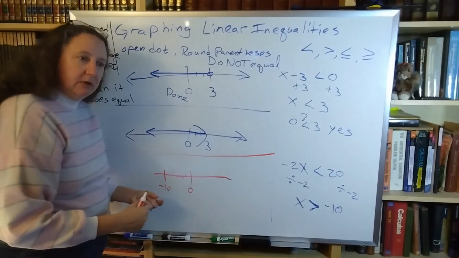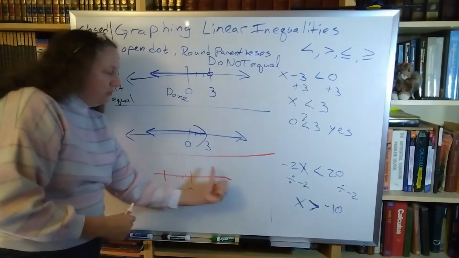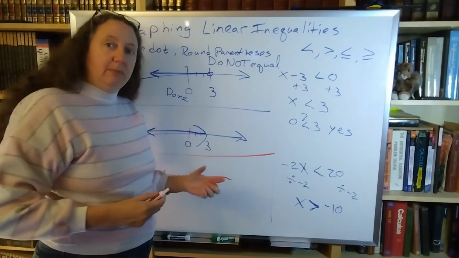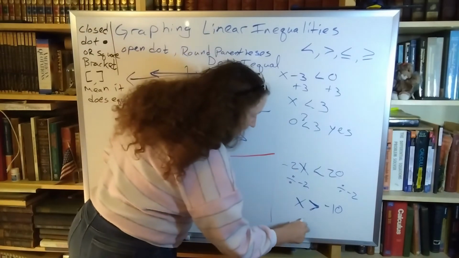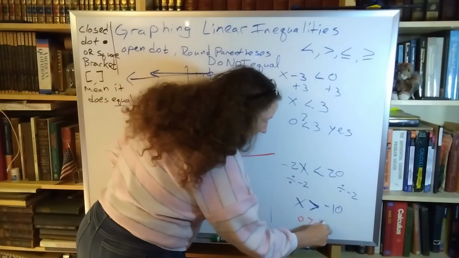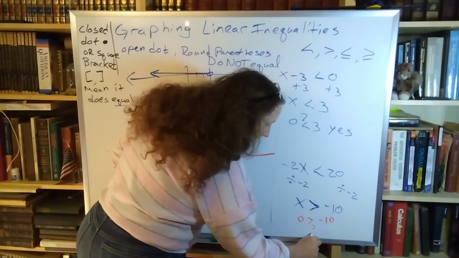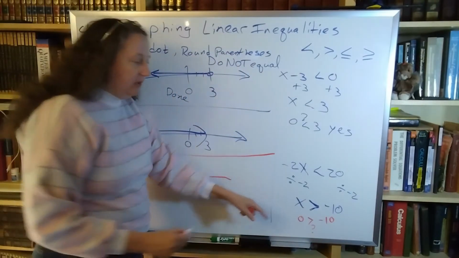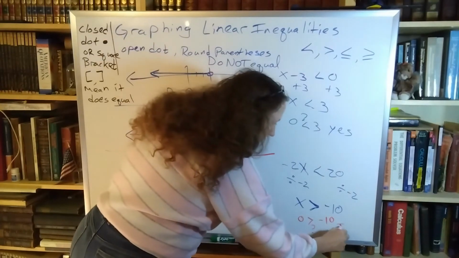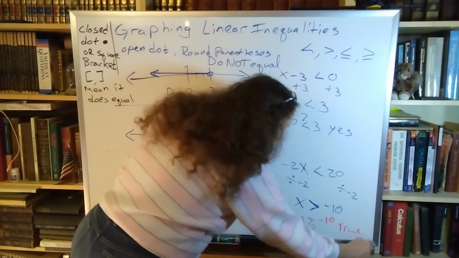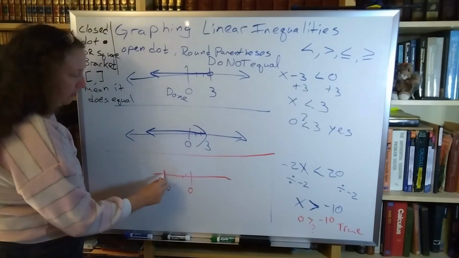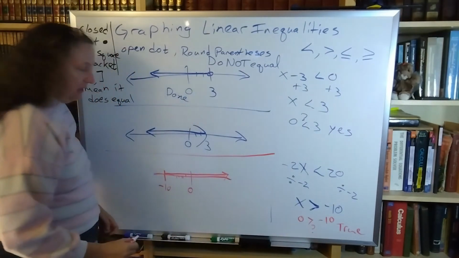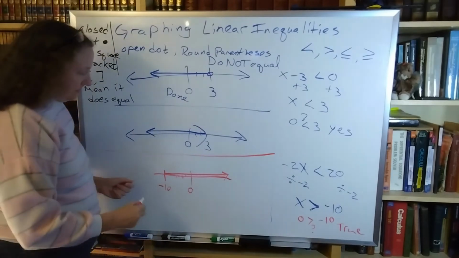So I have to figure out, do I go to the right or do I go to the left? So again, I'm going to use 0 to compare this. So I have 0 is greater than negative 10. And I'm asking myself about that. Is that a true statement down there? Yes, it is. So I am going to draw my line from the negative 10 out towards the 0. If it were not true, we'd draw it the other direction.